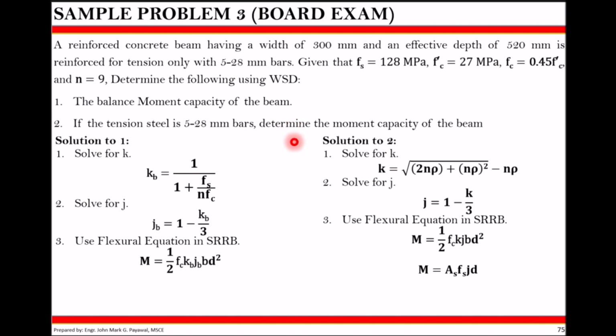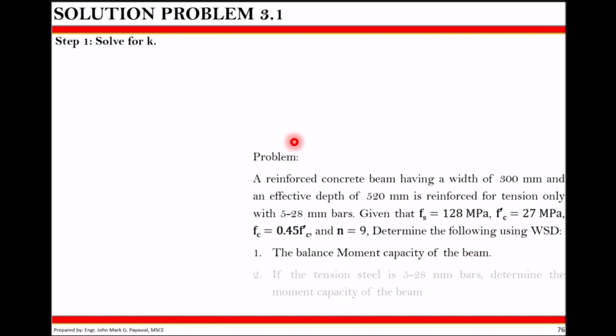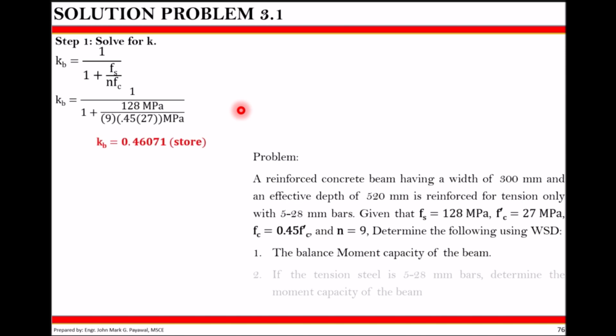So going for number 1, let's resolve. Solving for K, your K balanced would be 1 over 1 plus Fs over n Fc. N has been given to be 9, Fs is 128, and Fc is equal to 0.45 of Fc prime. Therefore, we can compute K to be 0.46071. So I hope you're trying to compute. You can pause the video if you want, and compute first for K balanced to check whether you can get the correct answer, similar to mine.